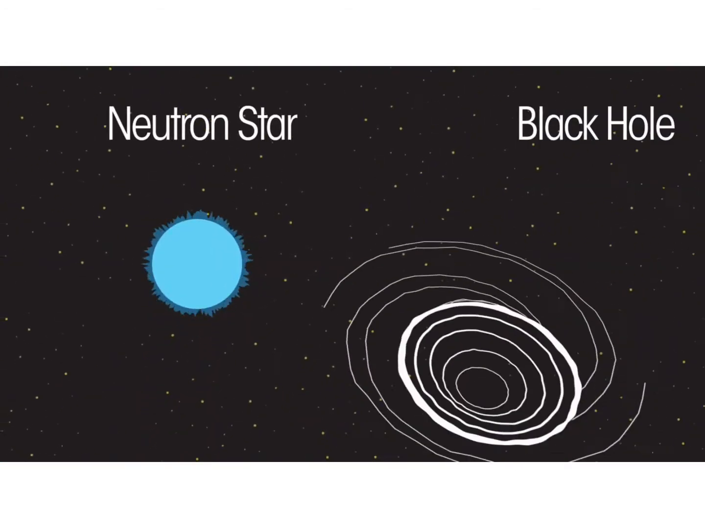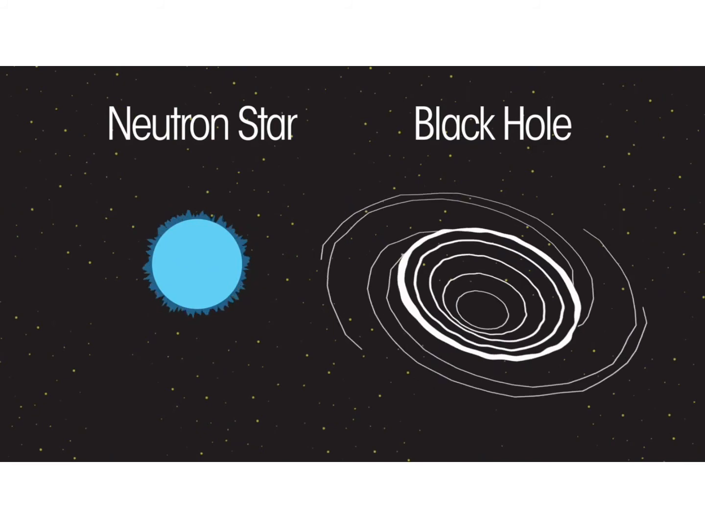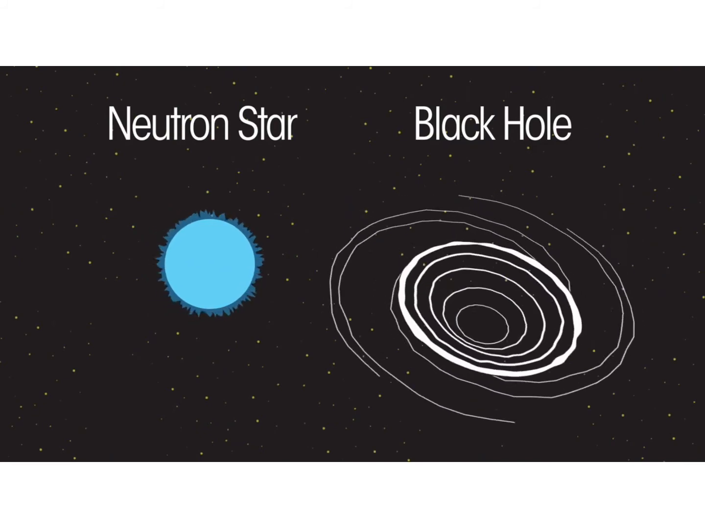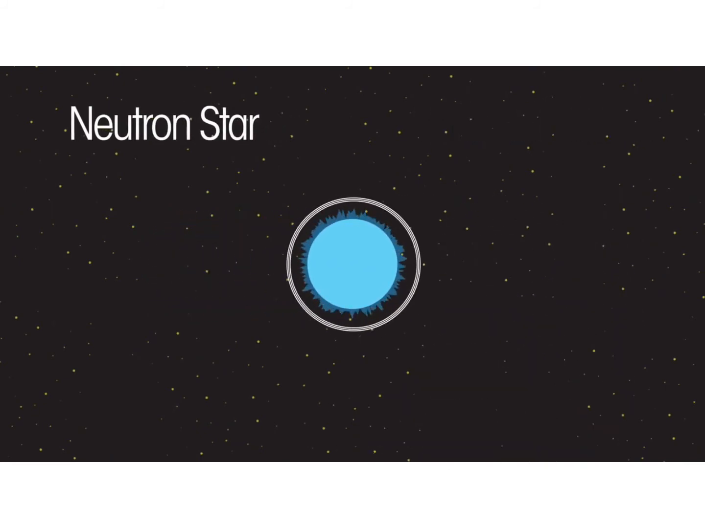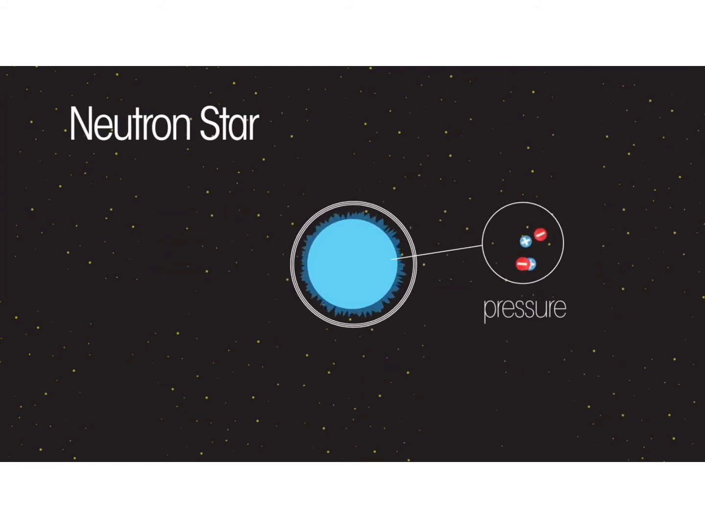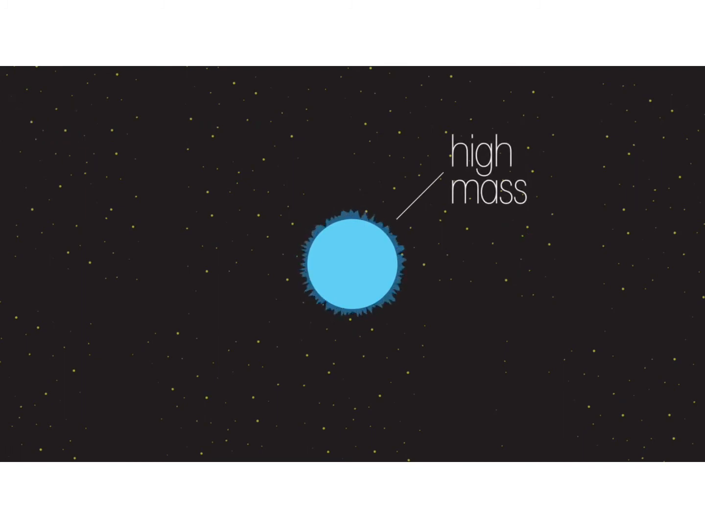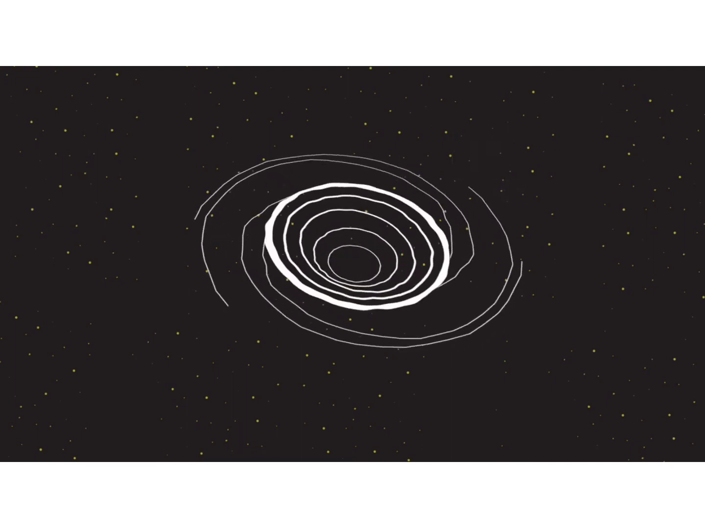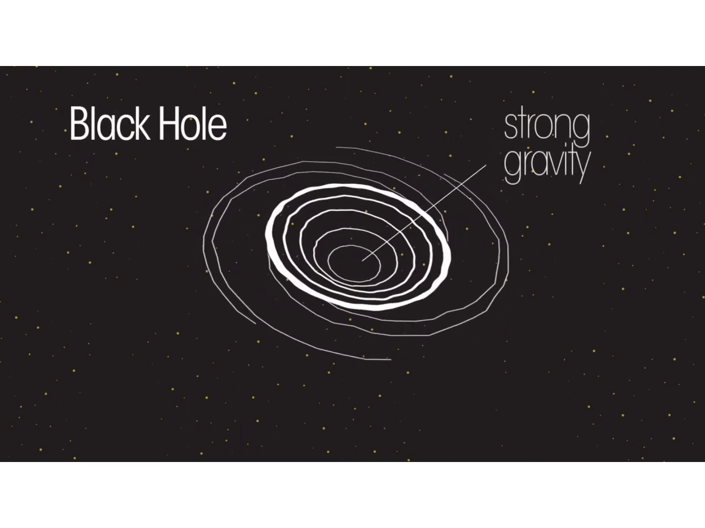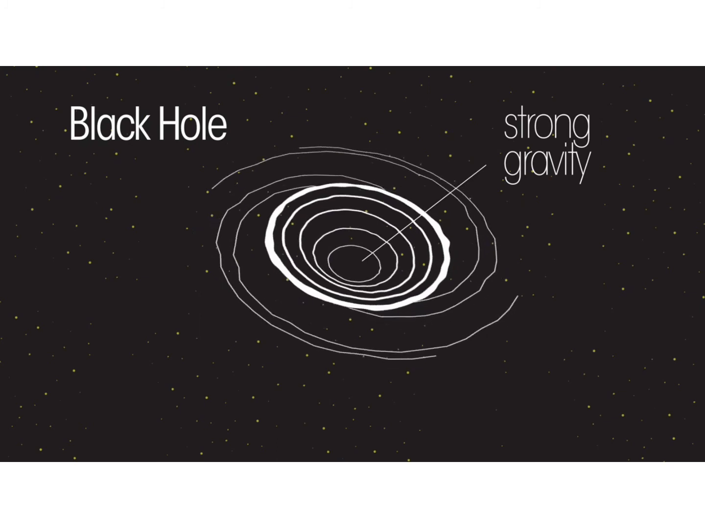One of 2 things can happen next. Either a neutron star or a black hole is formed. A neutron star is made of densely packed neutrons. Formed when under immense pressure, electrons are forced to merge with protons. A black hole is formed if the mass of the neutron star is sufficiently high to cause further gravitational collapse. A black hole has such strong gravity that even light cannot escape it.